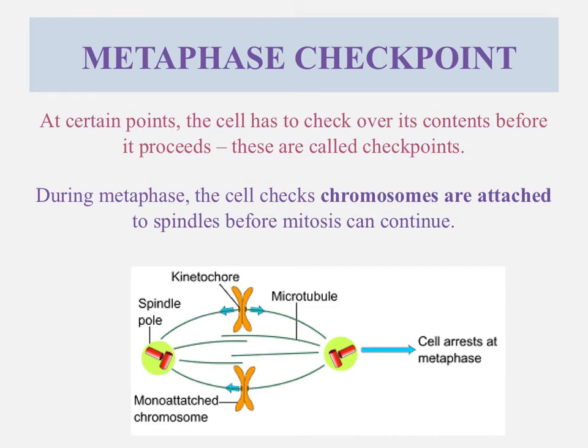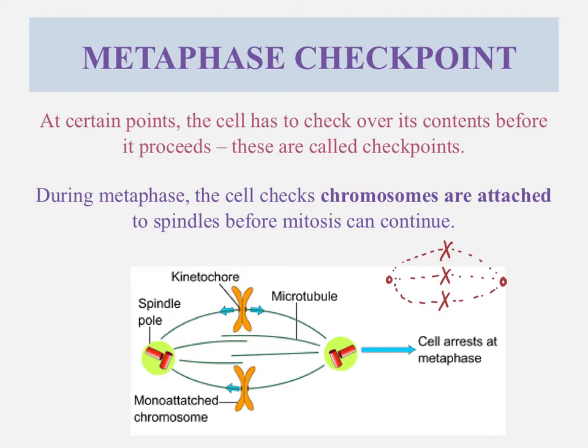Now, the metaphase checkpoint is exactly what it says on the tin. Okay, metaphase has happened. You've got your chromosomes lining up. I'll draw it here. You've got your chromosomes lining up at the centre of the cell. You've got your centrioles, and then you've got some spindle fibres, which I'm just going to draw in dashed lines, attaching each of those chromatids to the poles.